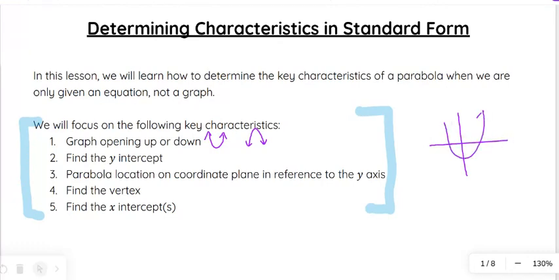We will be able to find the y-intercept. So if we're looking at a graph, remember the y-intercept is going to be the point where it crosses the y-axis. We will also be able to tell if the vertex is located to the right or the left or on the y-axis. We will also be able to find the vertex. So remember, the vertex of a parabola is going to be either that lowest point or that highest point, depending on which way it opens. And then we will be able to find the x-intercepts, which again, just like the y-intercept, is going to be where it crosses this time the x-axis. So those are the key characteristics we are going to look for.